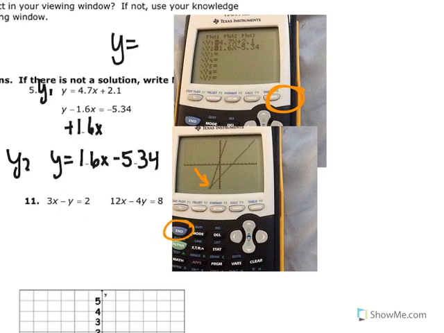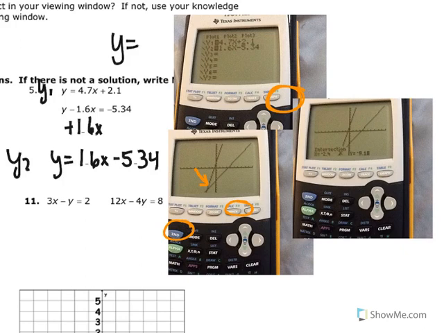steps. You're going to hit your second button, then the trace button, then you're going to pick number 5 for intersection, and then enter, enter, enter, till we get an answer, a solution. And that's what I did right here, and I got my solution is negative 2.4 and negative 9.18. So let's write our solution down on our paper.